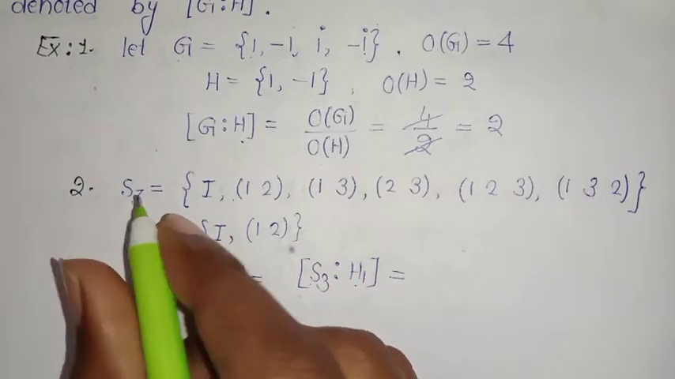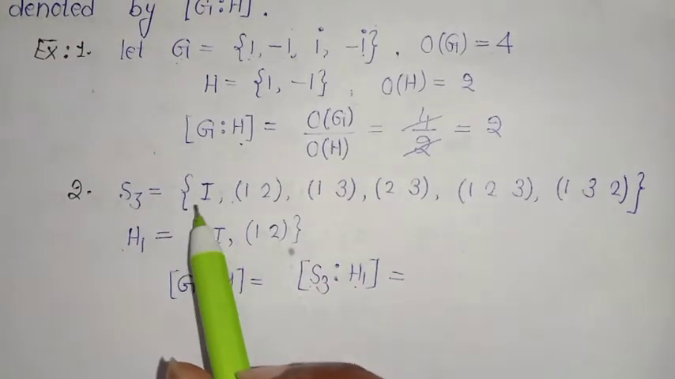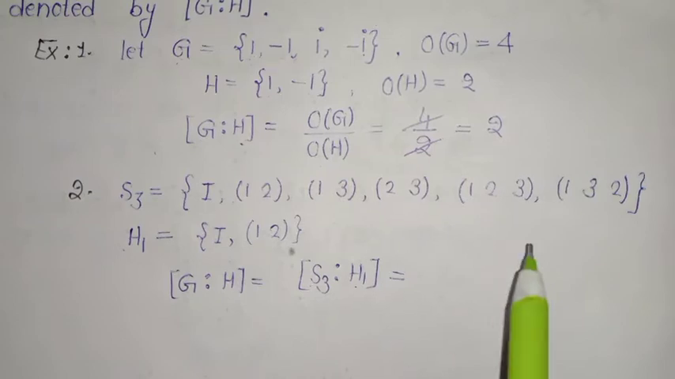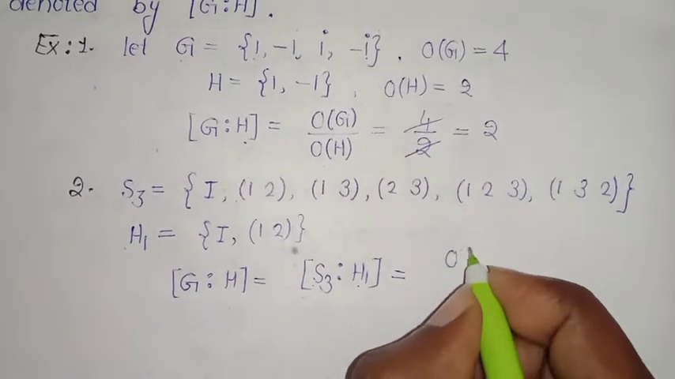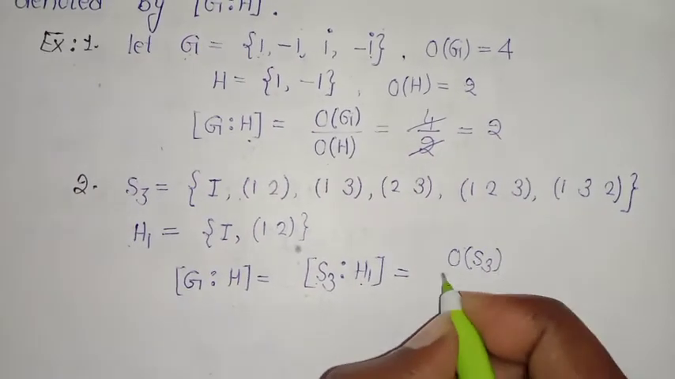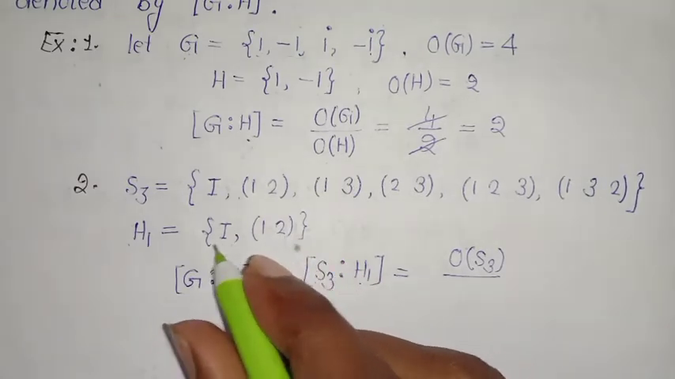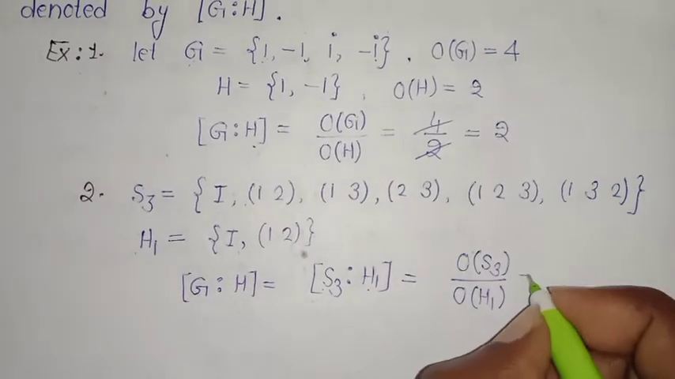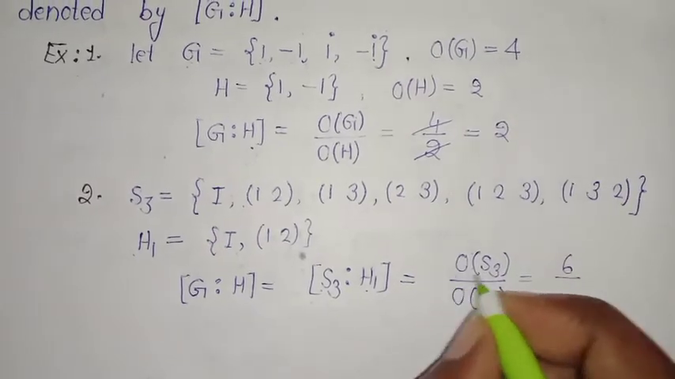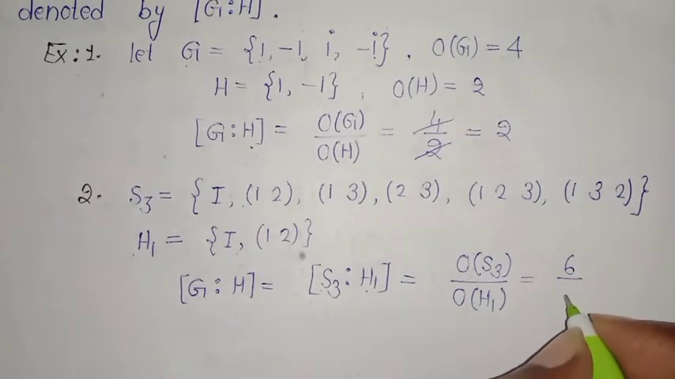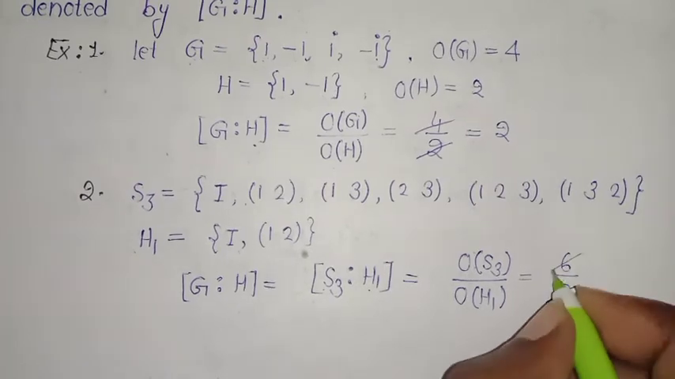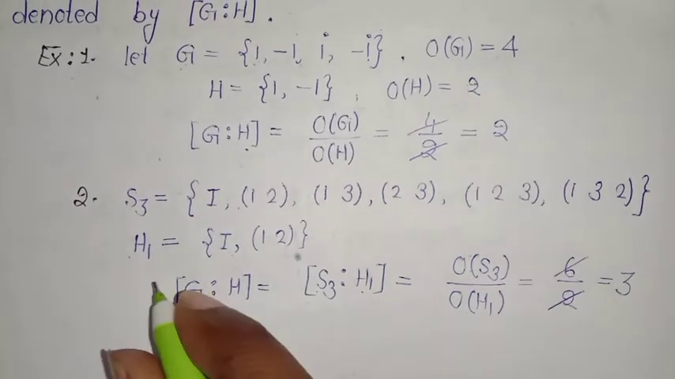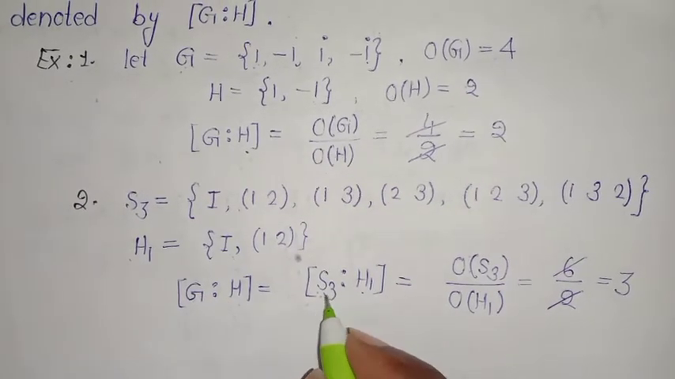Now what is the order of S3? How many elements are there in S3? 1, 2, 3, 4, 5, 6. So there are 6 elements. So we can write order of S3 divided by order of H1, and there are 2 elements in H1. So 6, because the order of S3 is 6, and the order of H1 is 2. If we divide, we get 3. So the index of H1 in S3 is 3.